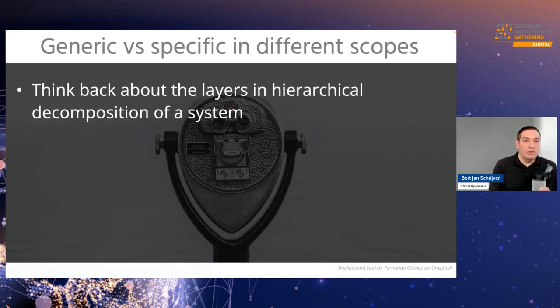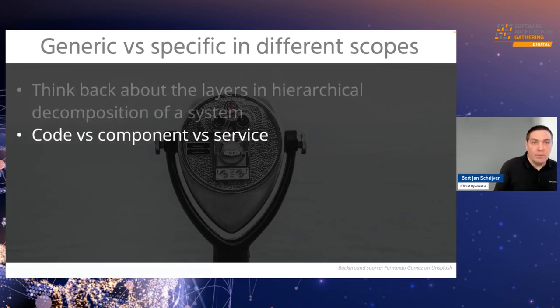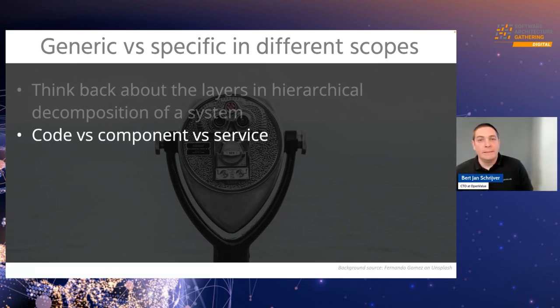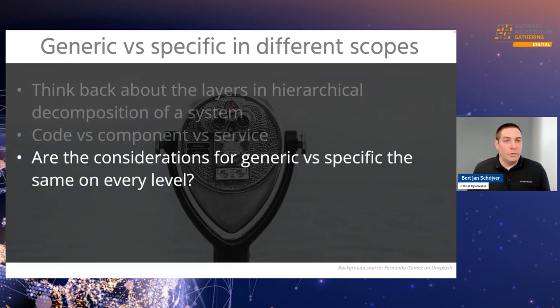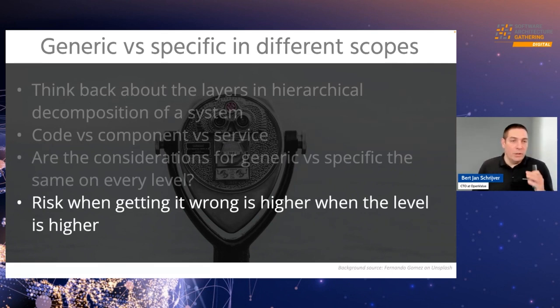So think back about those layers in hierarchical decomposition. There's a code, there's a component, there's a service. And ask yourself, are the considerations for going generic or specific the same on each of those levels? Is making the wrong decision on a class level the same as making the wrong decision on an organization level? Or I should say no. The risk of getting it wrong is higher when the level is higher. So if you make a wrong decision on generic or specific on organization level, multiple teams are going to be in trouble because of this. If it's local on code level in one team, it's only this team, maybe only one developer.